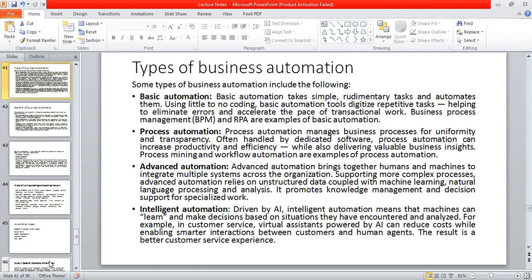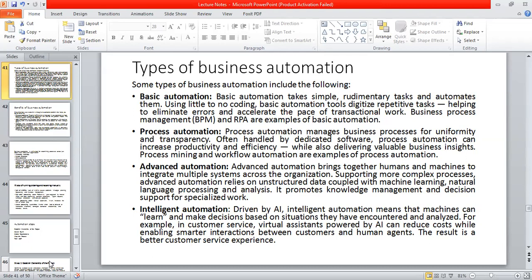Intelligent automation means that machines can learn and make decisions based on situations they have encountered and analyzed. For example, in customer service, virtual assistants powered by artificial intelligence can reduce cost while enabling smarter interactions between customers and human agents. The result is a better customer service experience.